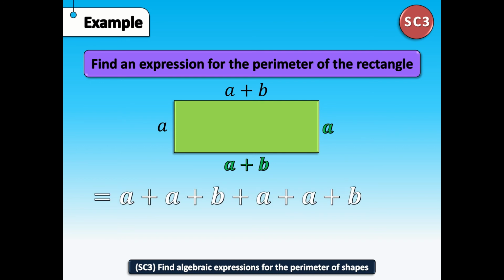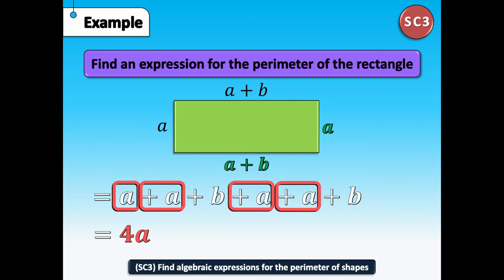Now we can simplify this expression by adding together all the A's. So that's 4A, and then we add together the B's. So that's 2B. So an expression for the perimeter of this rectangle would be 4A plus 2B.